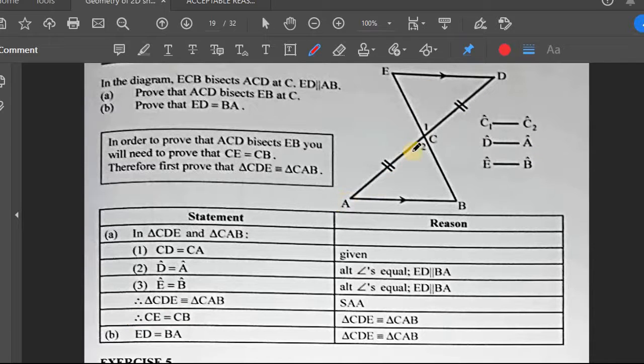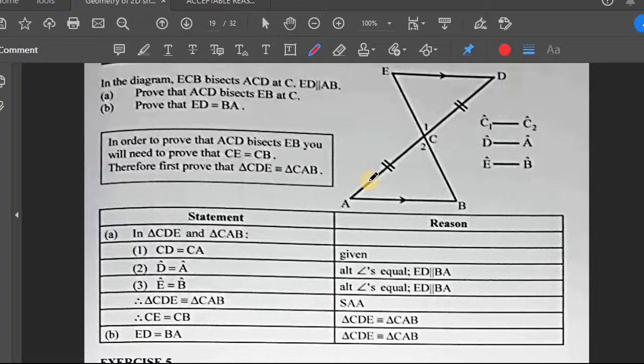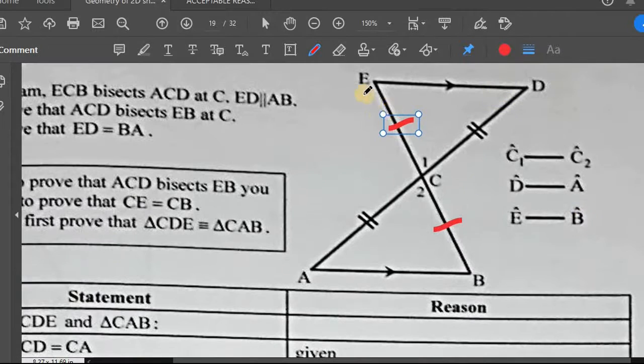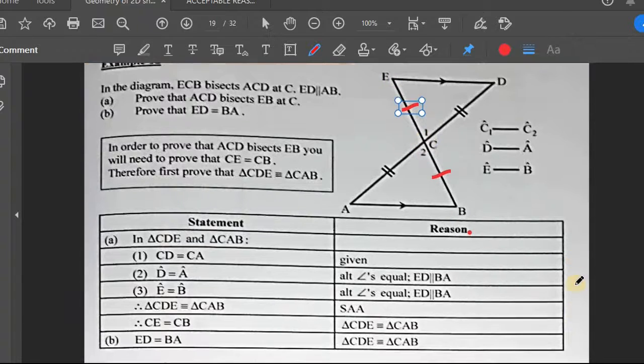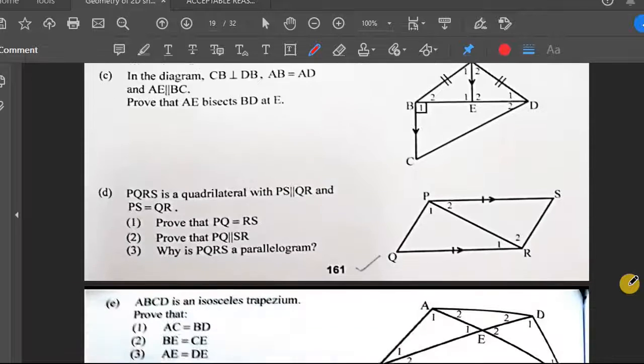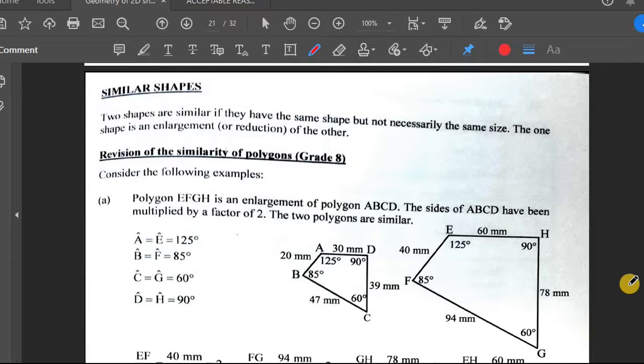Like I was saying, we concluded that AC and CD are the same, so they bisect each other. By proving that these two triangles are exactly the same, we realize that EC is equal to CB, right? So we can conclude that EB is bisected at C. Then you would have done exercise 5. Right, now we're going to similar shapes.